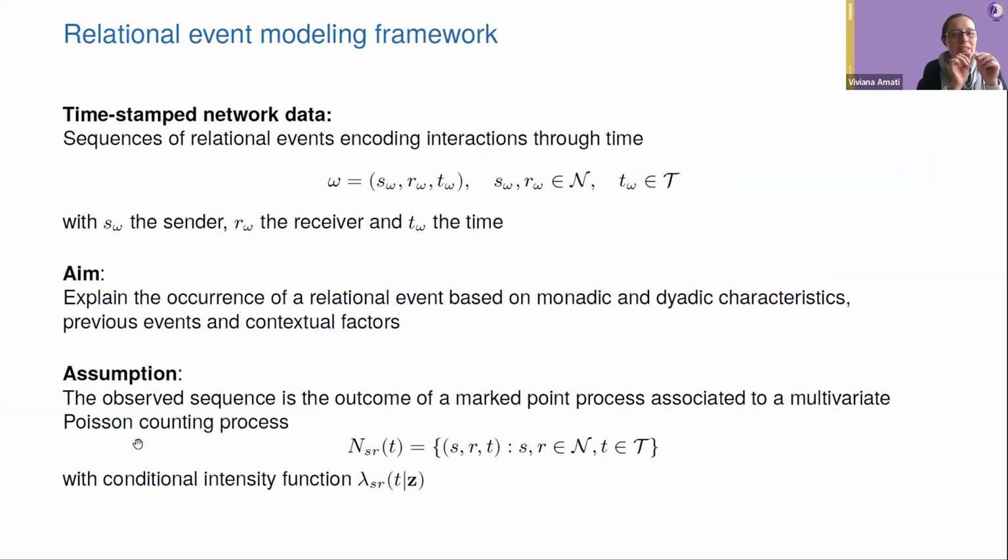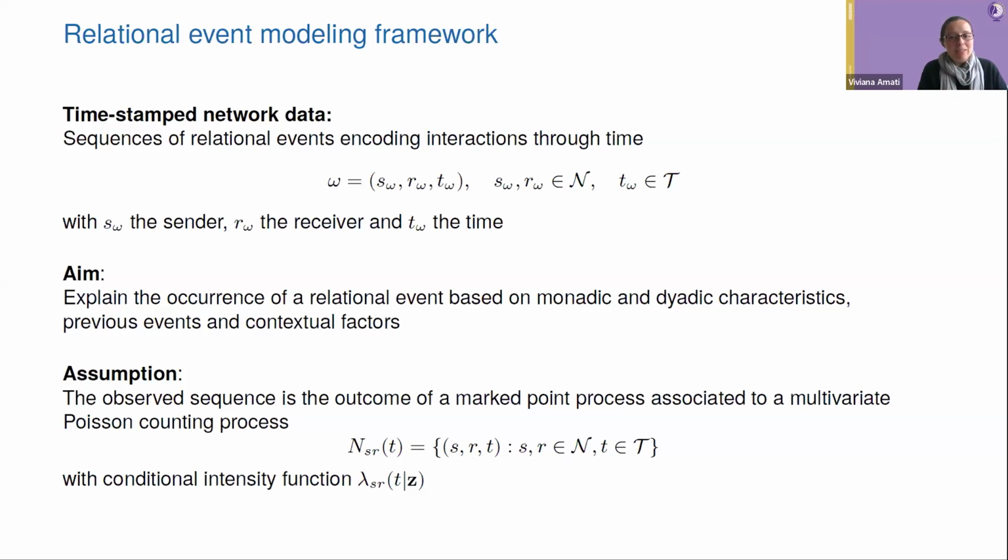We are looking at brief interactions between entities that are called relational events, which we usually encode as a triplet, where we have a sender, a receiver, and the time at which this interaction takes place. The aim of the analysis is that we want to explain the occurrence of relational events based on monadic or dyadic characteristics of the entities, like their gender, their age, or the living distance between them, previous events, if we think about phone calls as a relational event, whether a person called the other person before, and then contextual factors, the settings in which these actors are embedded.